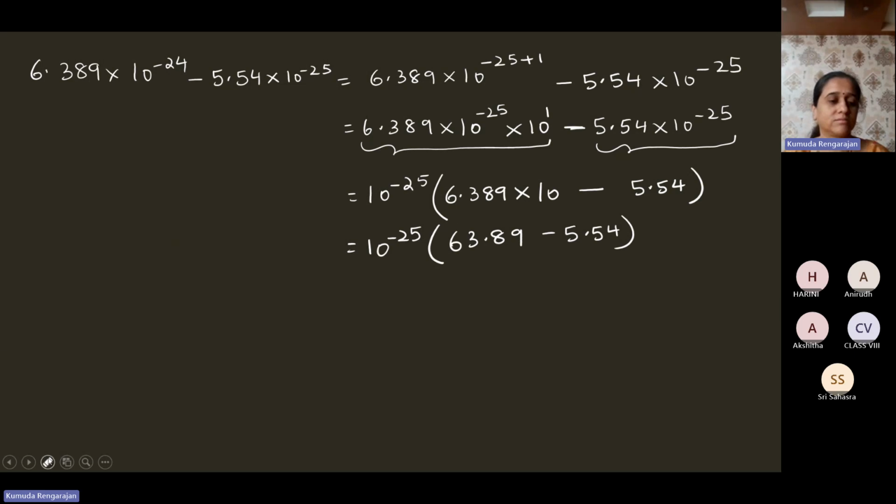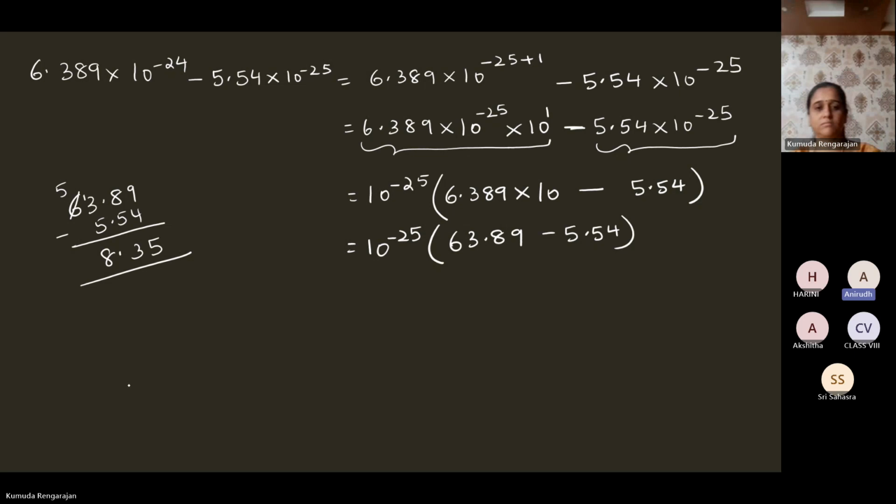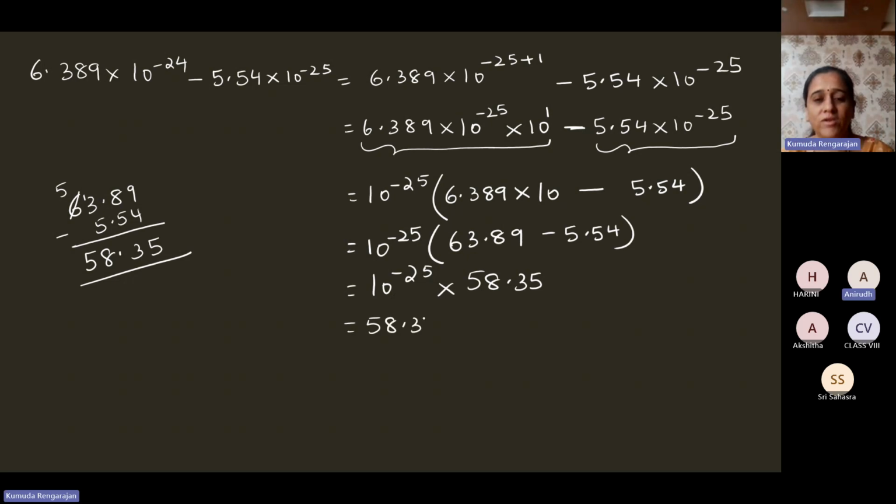Now you need to subtract. 63.89 minus 5.54 is 58.35. So 10 to the power minus 25 into 58.35, which is equal to 58.35 into 10 to the power minus 25. Now we have to ask ourselves, is this in the standard form?